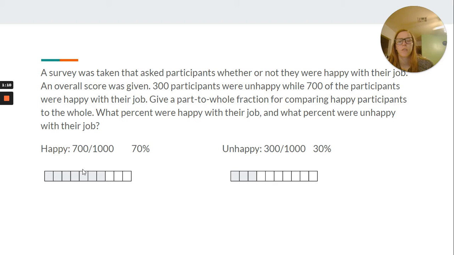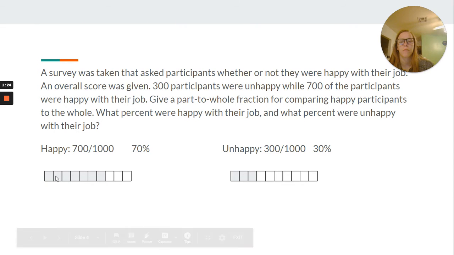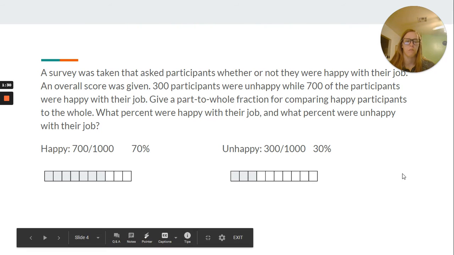So what do we do next? Well, we can simplify it to be over 100 for the percent. So 70 over 100 is 70%, and 30 over 100 is 30%. We also used tape diagrams here, so you can see that there's 1, 2, 3, 4, 5, 6, 7 out of 10, and 3 out of 10 shaded, which also equals the 30 and 70%.